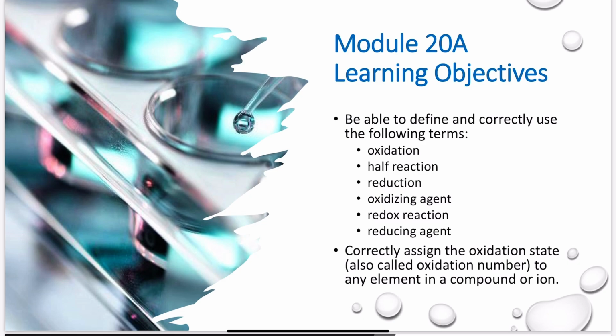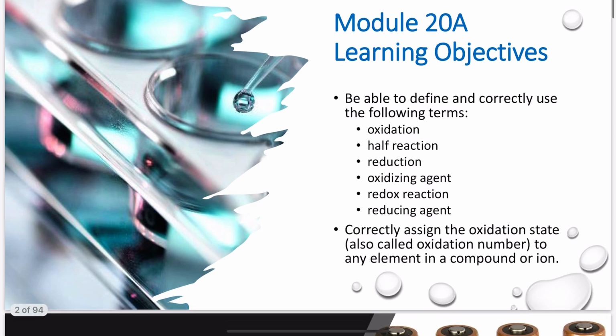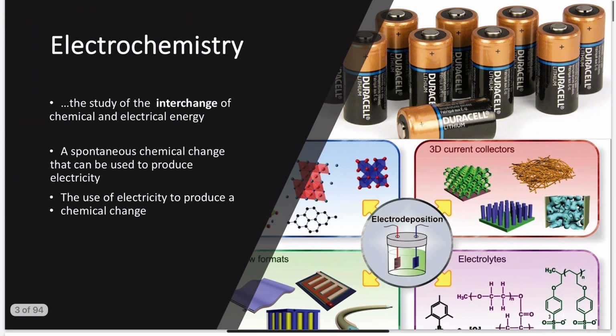We're either using electricity to cause a chemical reaction to occur, or we're using a chemical reaction to harness some electricity. So let's get into the differences. Module 20A, I'm going to go ahead and do a little bit of a review. So we're going to do a brief introduction to electrochem as a whole, and then we're going to review some stuff you should have learned in Chem 1 with redox titrations and reduction oxidation numbers and all that kind of stuff. So electrochemistry itself is the study of the interchange of chemical and electrical energy.